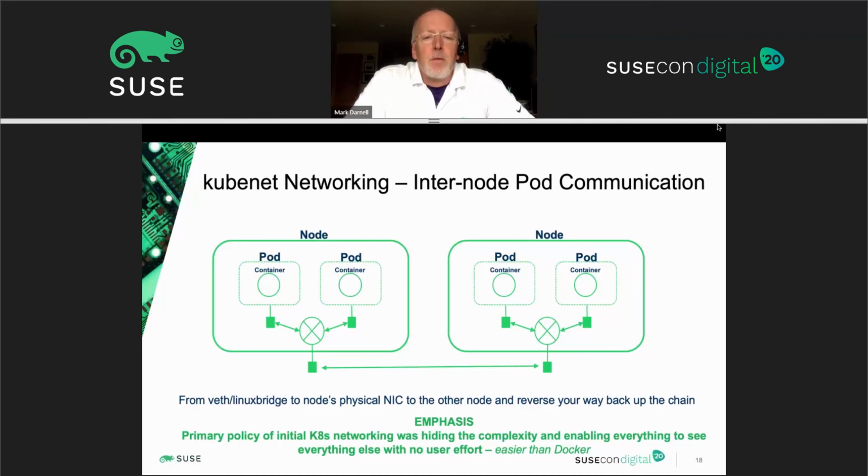Here's the emphasis, and I've mentioned this before, but this is a critical point for you, and it actually will come up as we discuss policy enforcement momentarily. The primary policy of Kubernetes networking is hiding complexity, making it easy for developers to end up working with this, and enabling everything to see everything else with no user effort. And a little footnote there, this is a far easier model than what Docker was. That's one of the things that caused Docker some difficulty in the market, was getting all of its networking models to work was actually quite a bit more difficult than this.